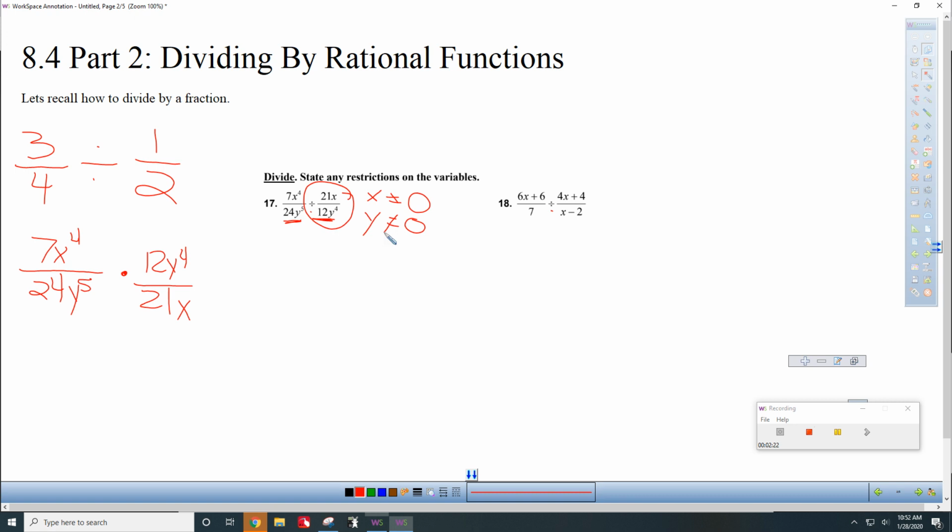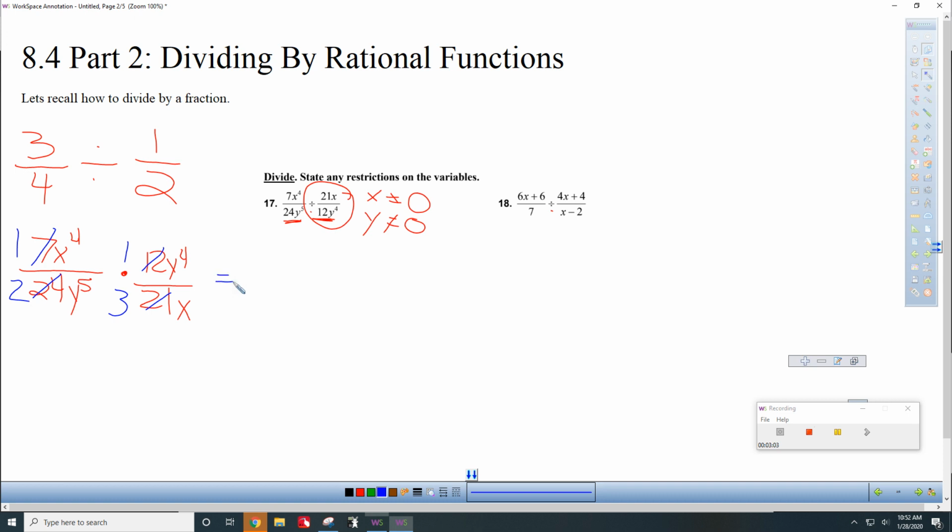Alright, so we got our restrictions listed. Now we can do what maybe would be considered simplifying our fractions. So 7 divided by 7 is 1. 21 divided by 7 is 3. 12 divided by 12 is 1. 24 divided by 12 is 2. Let's just start with that.